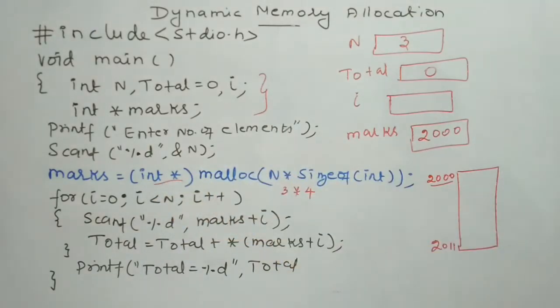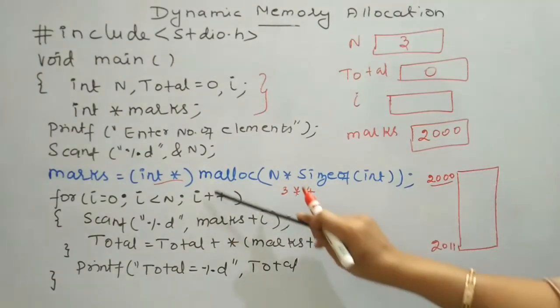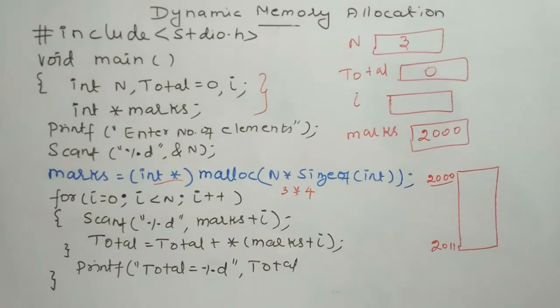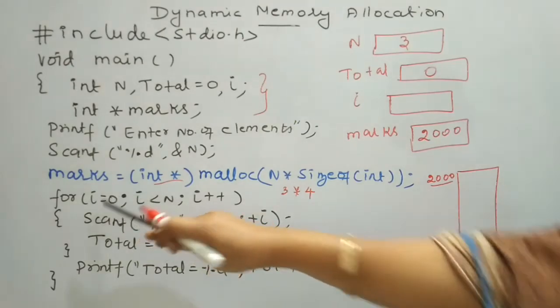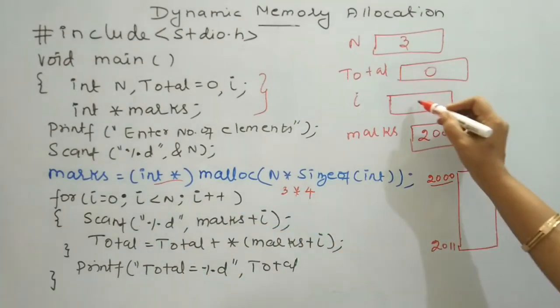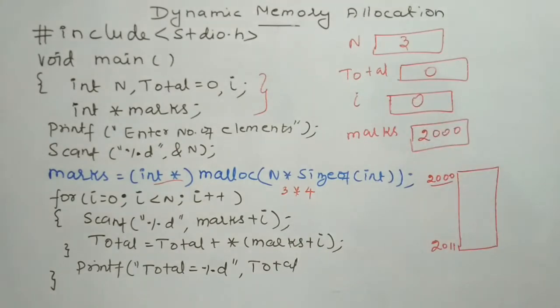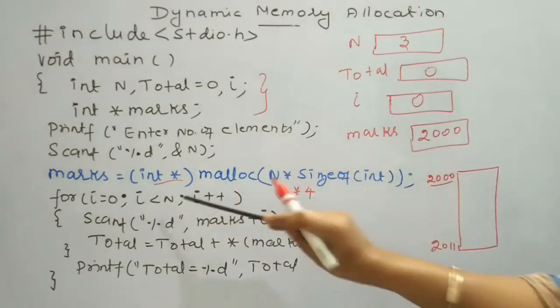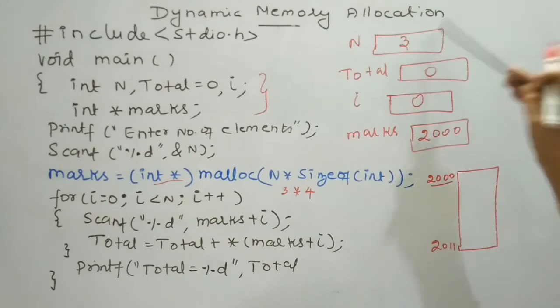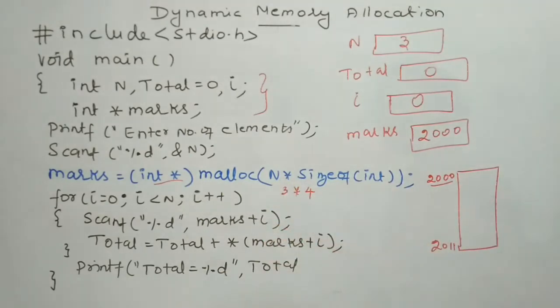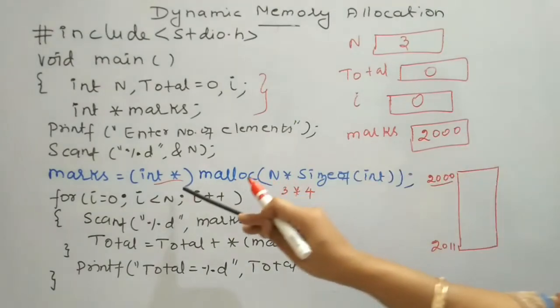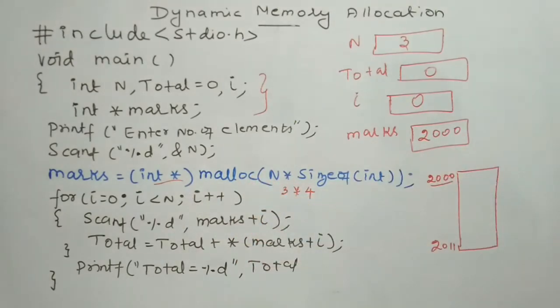typecasting. After reserving the memory address, it executes the for loop. In the for loop, the initial value of i is 0, so i is assigned an initial value 0. It checks the condition whether i is less than n. Definitely 0 is less than n. How long will this for loop get executed? Until this condition is satisfied. So then it enters into this for loop.